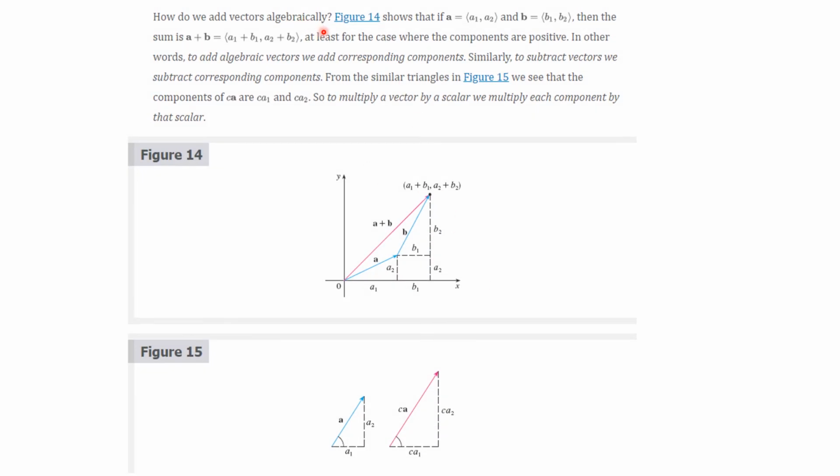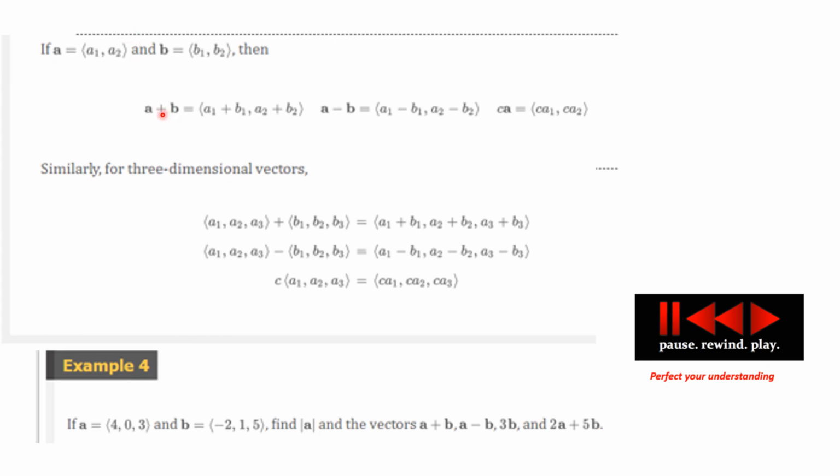And we add vectors algebraically. You just add them component by component. So if we were adding pointy bracket A1, A2 and pointy bracket B1, B2, we would get pointy bracket A1 plus B1 and A2 plus B2. So you add them by components. Similarly, scalar multiplication is just drawing a bigger but similar triangle. And here is the formula: if A is pointy bracket A1, A2 and B is pointy bracket B1, B2, then this is the sum. And similarly for three-dimensional vectors, we add them component-wise, and this is the way we do scalar multiplication.